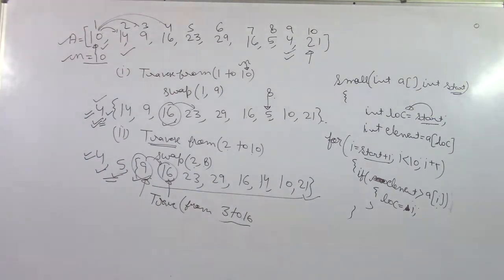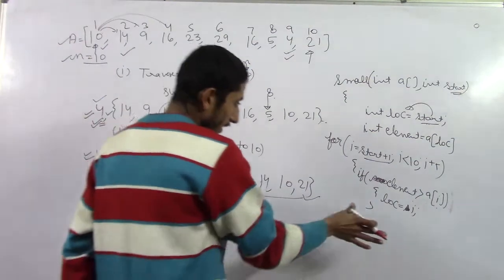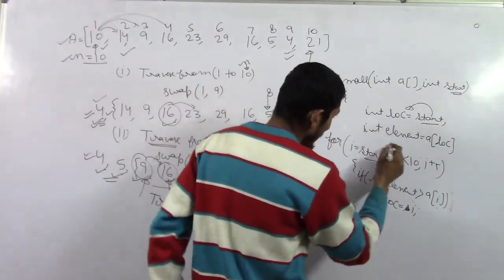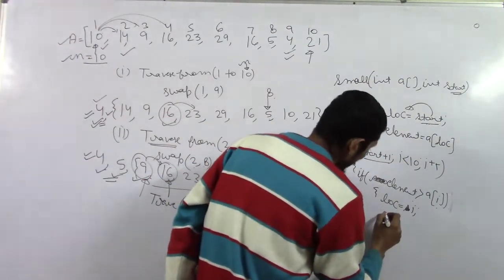Okay, let me explain, give me 2 minutes. Sorry for the disturbance. Let me explain again. The value of LOC becomes I, and at the same time you have to update the value of element. So let me update.